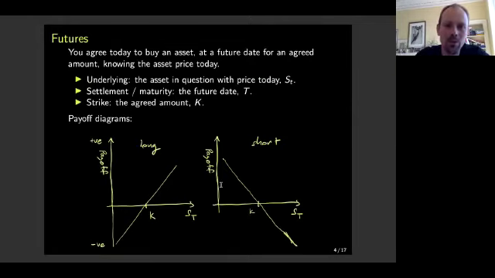So probably most of you know what a future is. I'm going to repeat anyway. It's a promise where one side promises to buy an asset at a future date for an agreed amount. So you agree the asset, which is the underlying, and you know the price today, we will call it S_T in what comes. You will agree the future date, which is the maturity or settlement date, and you agree the strike.